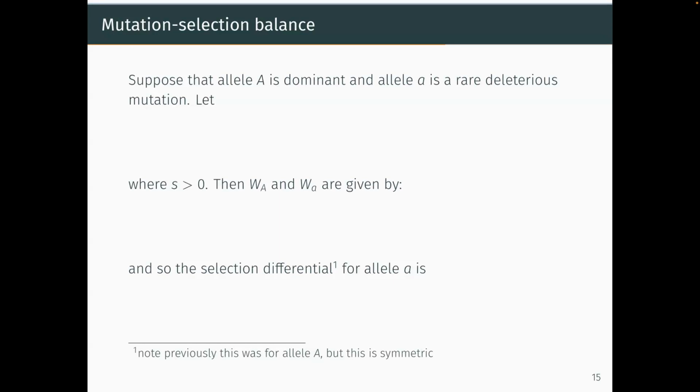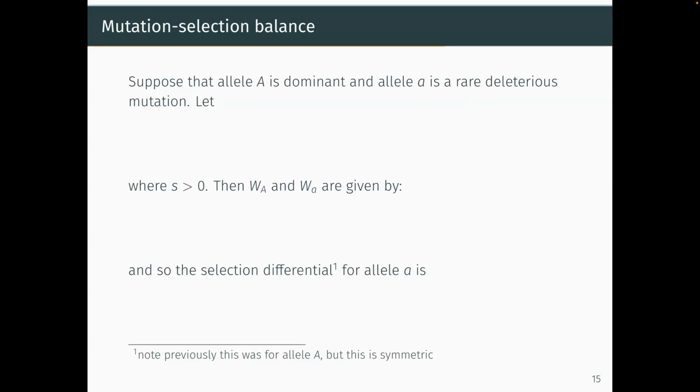So let's think first of all about a slight adjustment to our model. We're now going to assume that our big A allele is dominant and our little a allele is going to be rare and deleterious. So it's a slight switch around from before, just because it slightly helps with notation. So our big A allele is dominant now, and it's also the most common, and our little a allele is rare and deleterious.